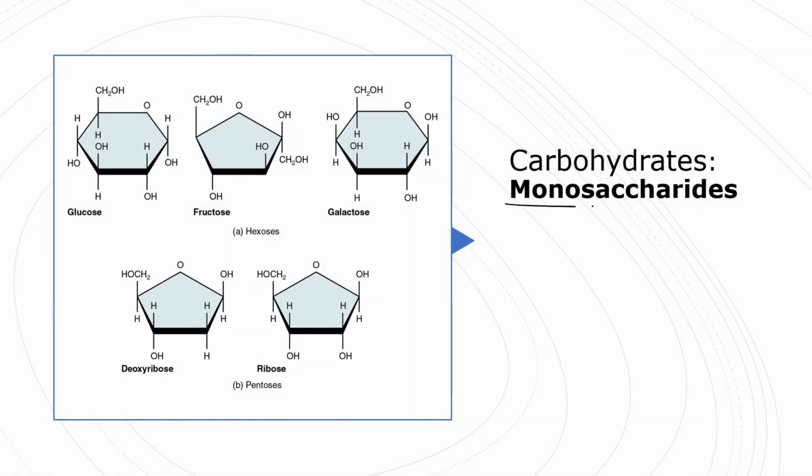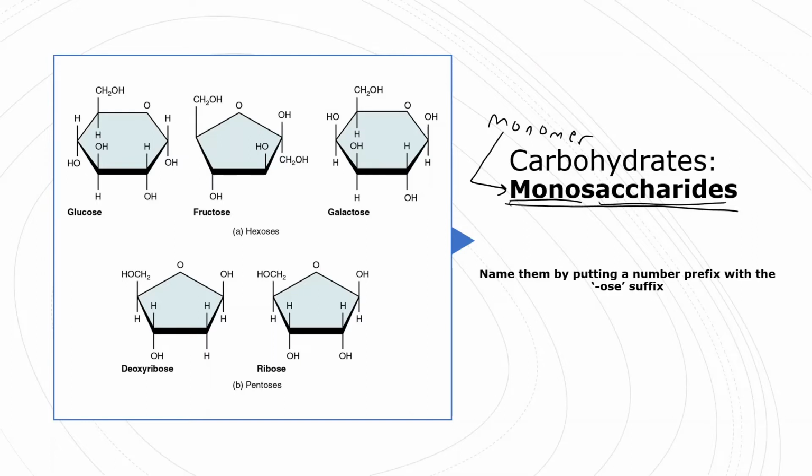All right, let's look at the monomer. Remember, when we're talking about polymers and monomers, we need to get real specific when we talk about these 4 different classes of biomolecules: carbs and lipids, and nucleic acids and proteins. So for a carbohydrate, the monomer is a monosaccharide. Literally means single sugar. So the building block of a carbohydrate is a single sugar. We usually give them a name by putting some sort of number prefix with "-ose" as a suffix. So we've already seen "-ose" meaning sugar.